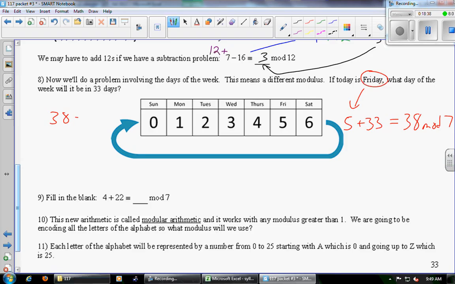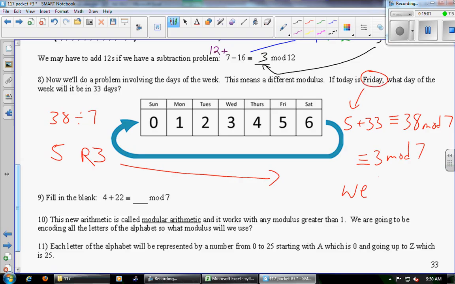Yeah, and so now I think some of us are realizing, I don't want to subtract a lot of 7's. It's kind of a bunch of effort to subtract 7's, especially if the number is even bigger than 38. If it was 380, you'd be there a while subtracting 7's. So really, what did we say? I think Nicole told us, instead of repeatedly subtracting, what do we really want to do? You really want to divide. So I'm going to take that 38, and I'm going to divide it by 7. And how many times does 7 go into 38? 5 times. And what's the remainder? It's 3. So first I'm putting 3 mod 7, and then I'm looking at the chart and saying, oh, that's Wednesday.